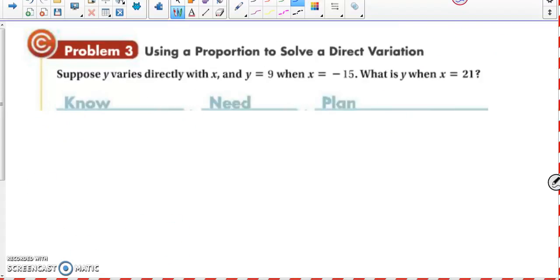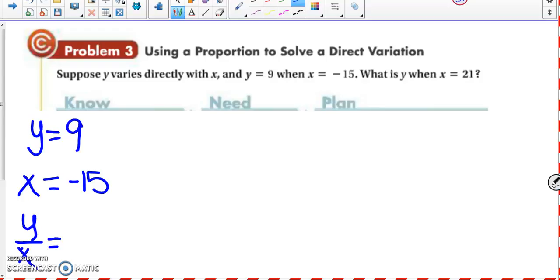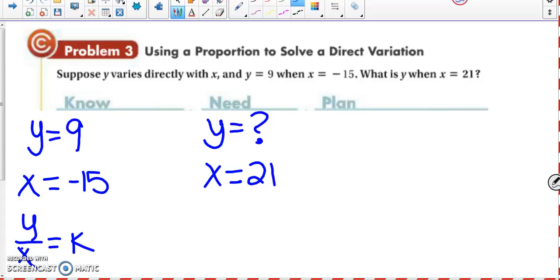We also may need to use a proportion to solve direct variation problems. So suppose y varies directly with x and y equals 9 when x is equal to -15. We want to know what y is equal to when x is equal to 21. So what we know right now is y is equal to 9 when x is equal to -15. We also know that y over x is equal to k. We need to know what y is equal to when x is equal to 21. So we're going to set up a proportion.